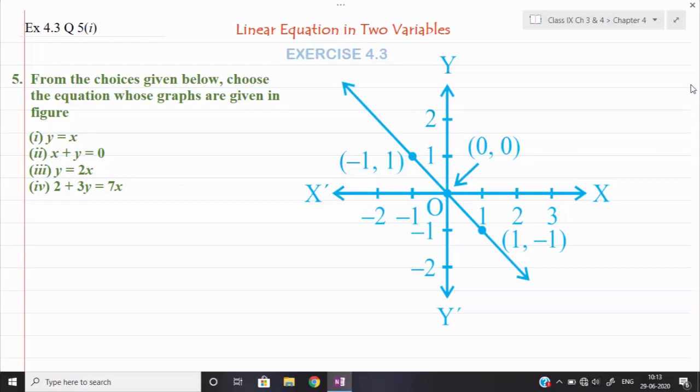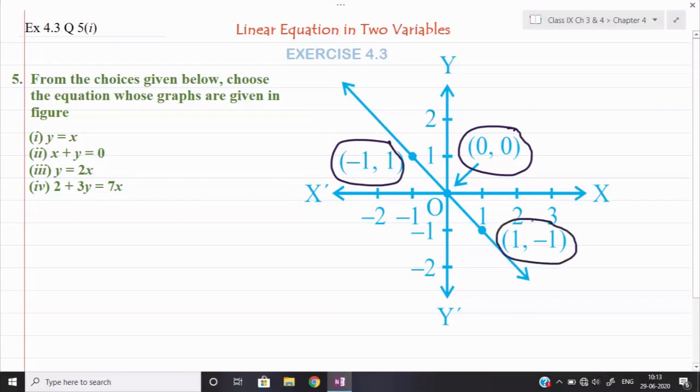Now in all these four choices we need to find out the coordinates mentioned in the figure. You are seeing some coordinates mentioned in the figure. Look at the first one, that is (0, 0). Then the second one is (-1, 1). And the third one you are looking at here is (1, -1). So we need to find out which equation is passing through all these three points.